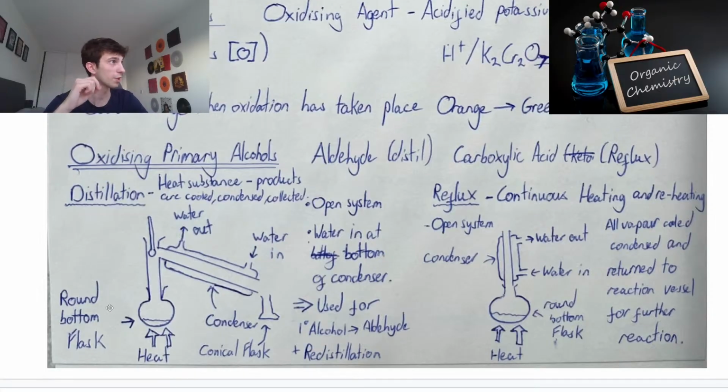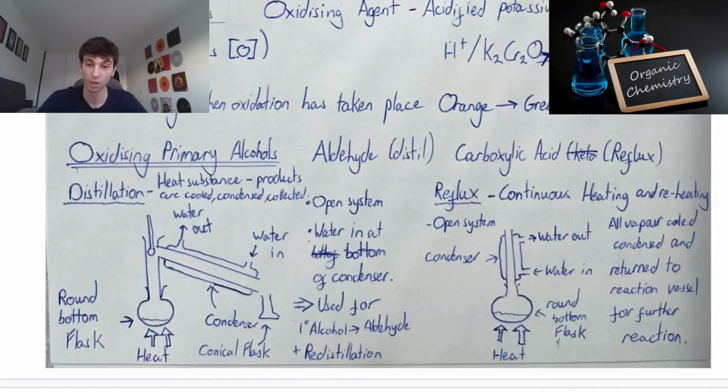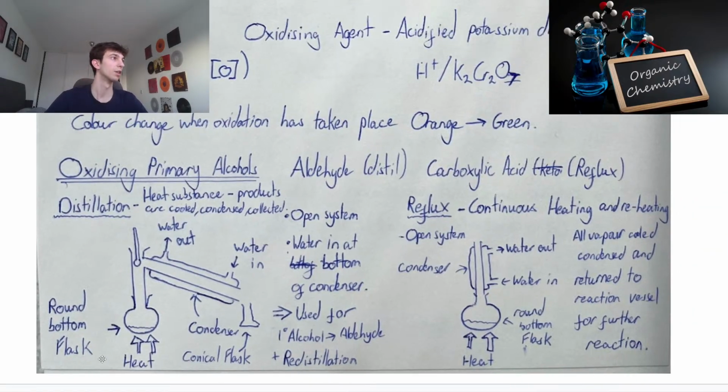We need a round bottom flask or a pear-shaped flask. Either one is fine. Then we have that conical flask that we're connecting in. I think you could also use a beaker, but to be safe, I always use a conical flask, and that was fine for me. Then we have our condenser and heat. Guys, why do we not want to use a Bunsen burner?